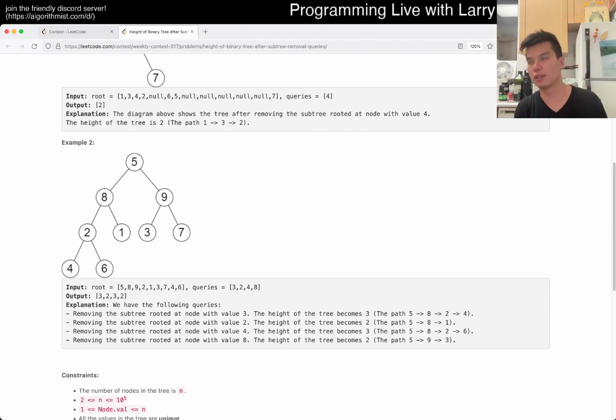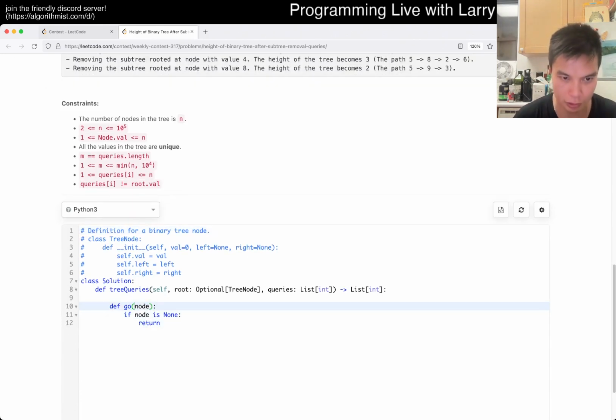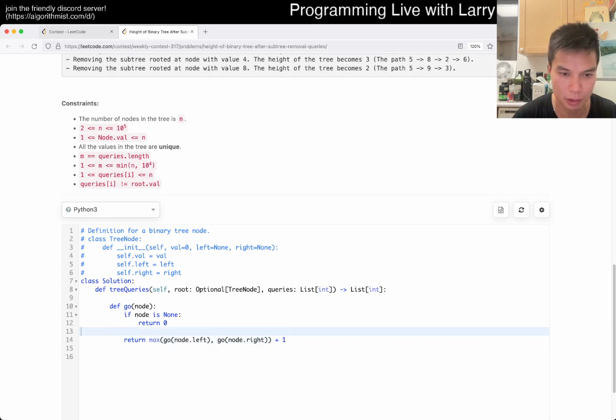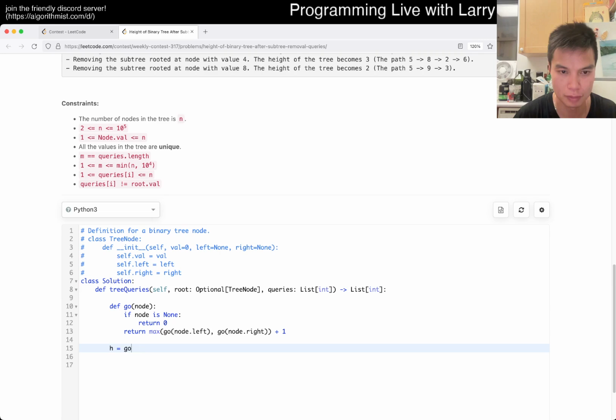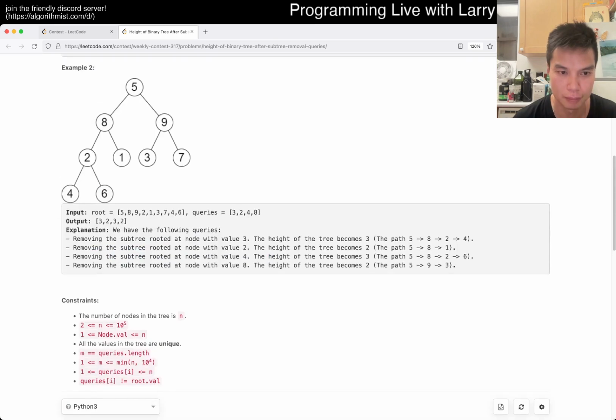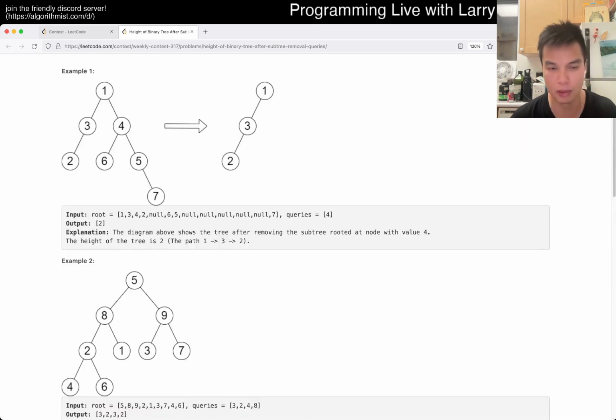So let's do that. Okay, so let's find the height of the tree first. Okay, fine. Right. So then here we have the height of the tree. Right. And now we know that, yeah, so now we can calculate all possible critical paths, right?